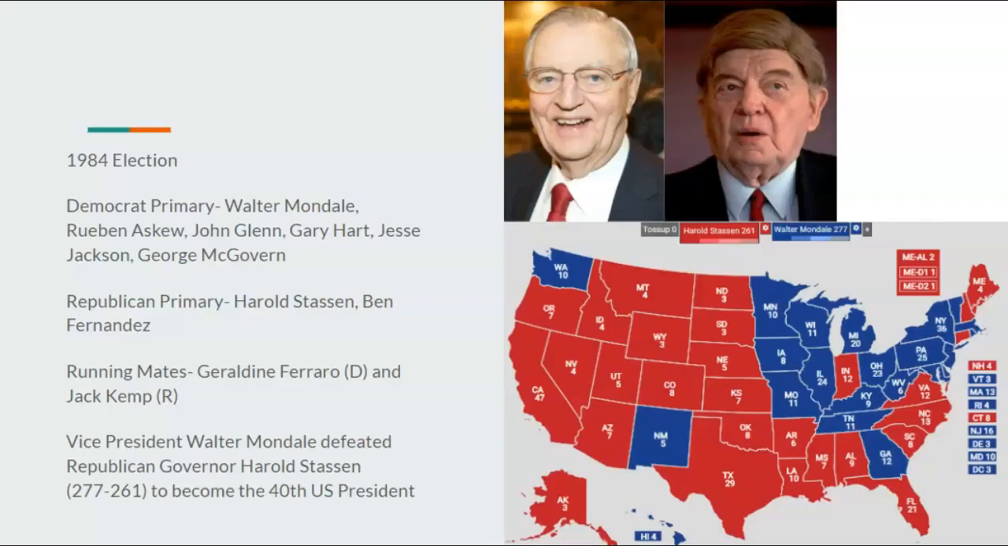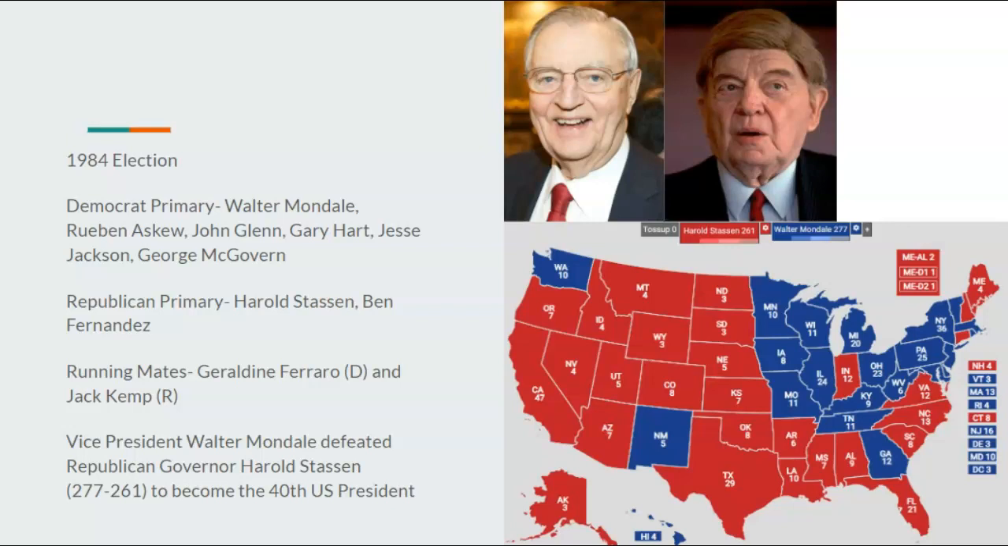Okay. In the 1984 elections, the Democrat primary was very contested. Not so much a Republican primary. There were two little-named candidates. Harold Stassen was just chosen because he was more well-known. But, of course, Walter Mondale and Reubin Askew.